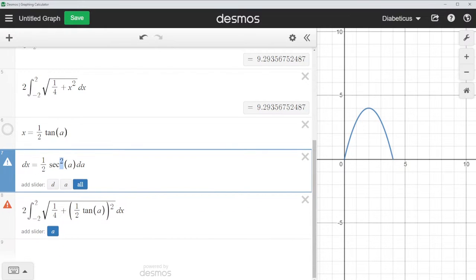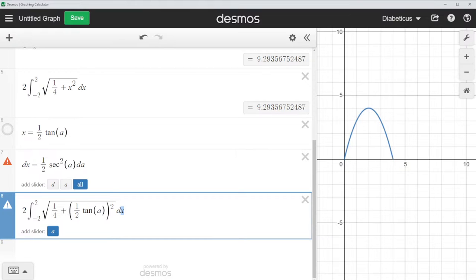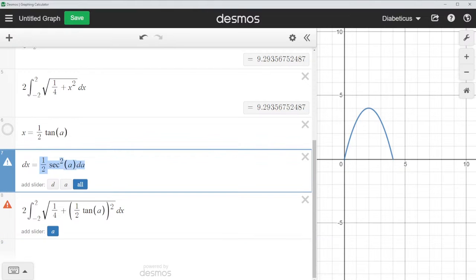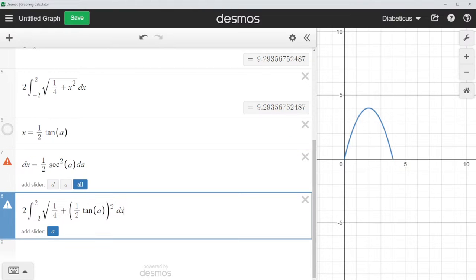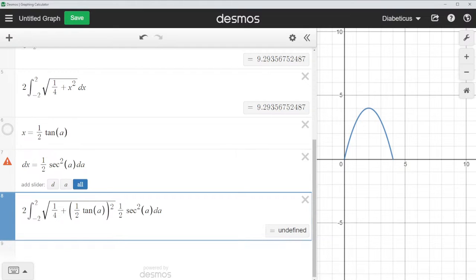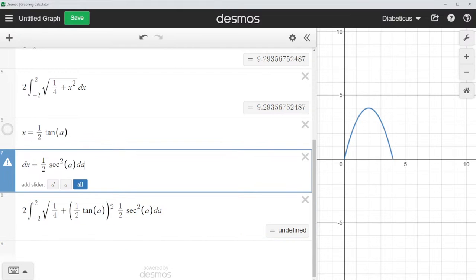I hope this is right. So what I do next is, here we have the dx, and take this and replace it with that. Oh, that's right. We have to change the bounds as well.